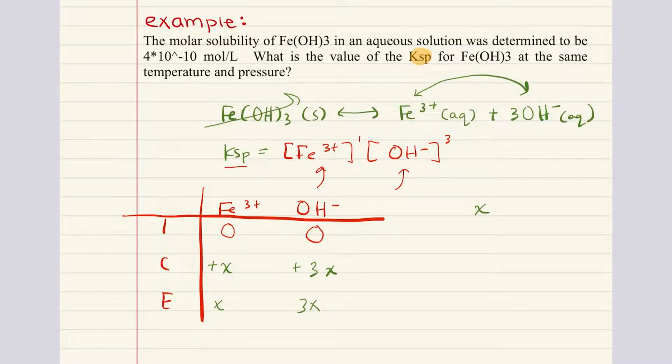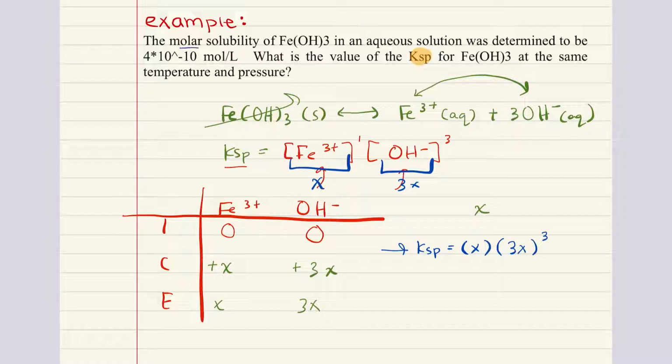So now we can go ahead and rewrite our KSP to equal x multiplied by 3x to the third power. So we just replace this iron 3 plus with x and this hydroxide with 3x. And now this is our KSP expression. Now the following question is, well, do we know what x is so we can calculate KSP? And the answer to that is yes, we do. It's given to us in the question stem.